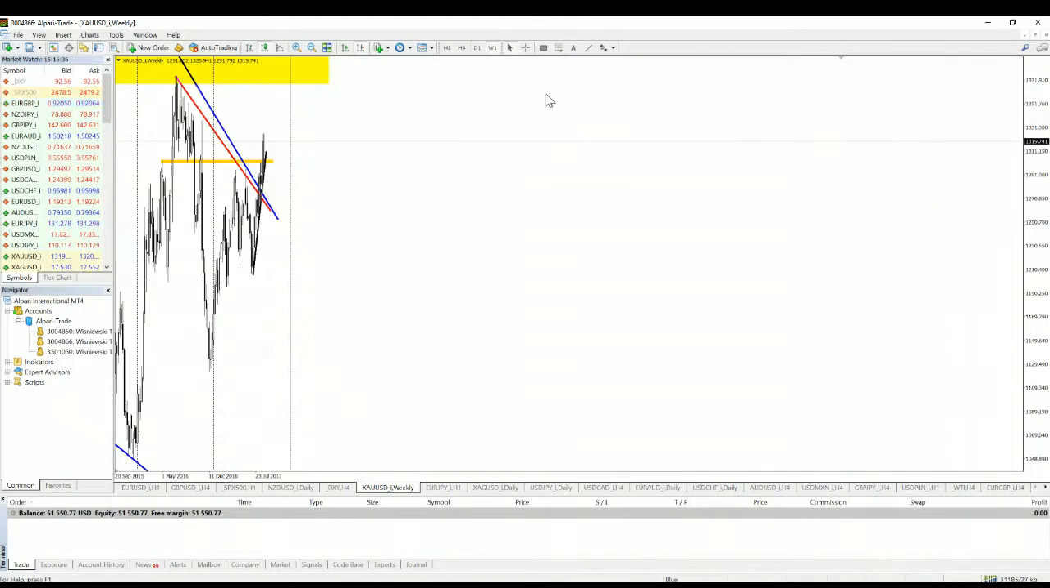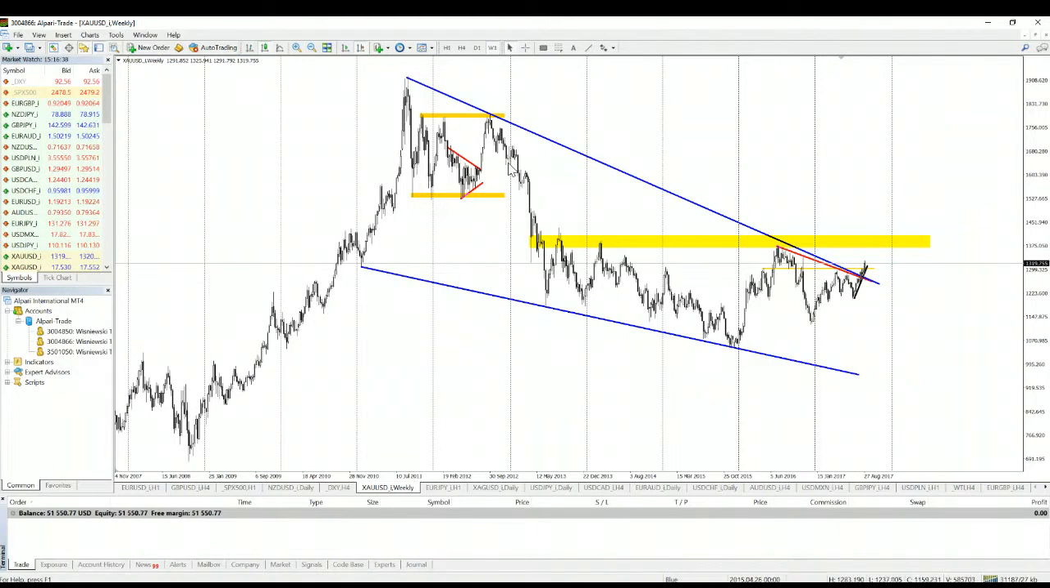If we look on a weekly chart, you can see that we broke the upper line of the wedge, and the price should get to this resistance here.